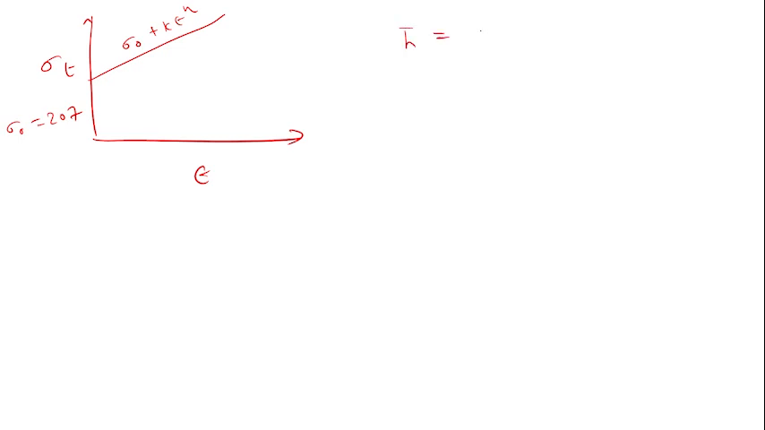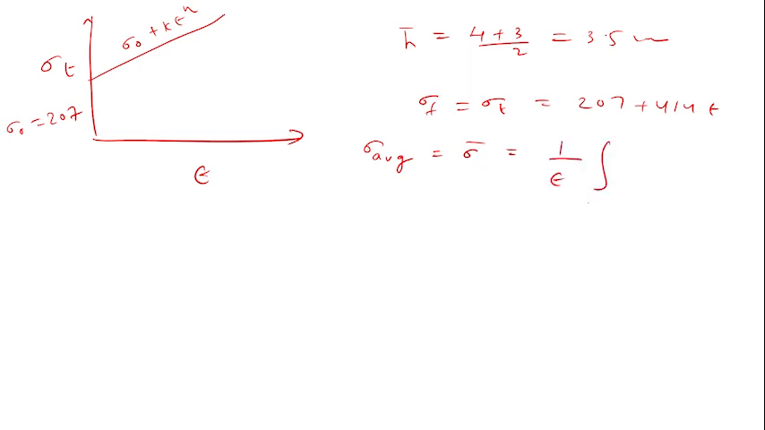So firstly, we will make the diagram. What is the equation giving? This is your sigma T and this is your epsilon. This will be sigma naught plus K epsilon to the n. Here your sigma naught is given as 207. H bar we have already calculated as 4 plus 3 divided by 2, that is 3.5 mm. Your sigma flow will be sigma T, that is 207 plus 414 epsilon. We have to find sigma bar, the average sigma, which is sigma bar equals 1 upon epsilon, integral from 0 to epsilon of sigma T d epsilon.